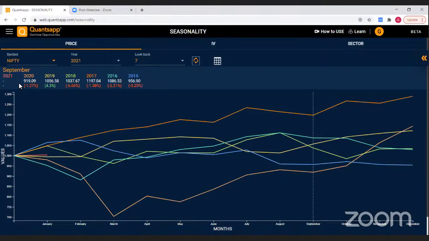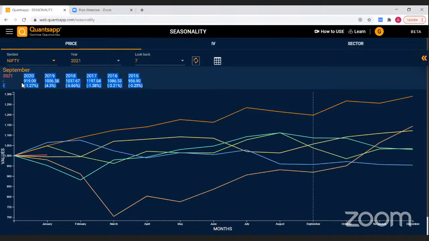Apart from 1 year, for the last 7 years, almost 2019, 18, 16, 17, 16, 15, that's 6 years completely, the returns were on the negative side. So which is indicating, okay, for the last 7 years, more precisely 6 years, the seasonality behavior of the Nifty was on the negative side.